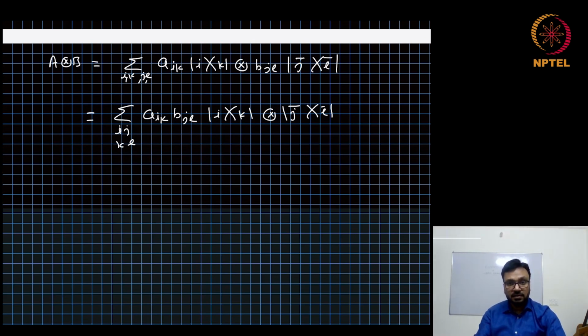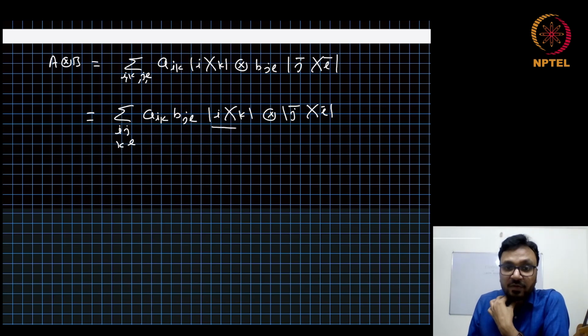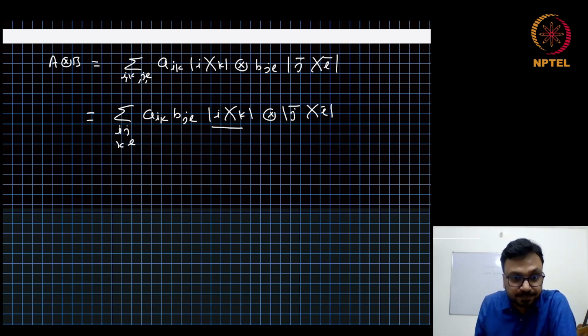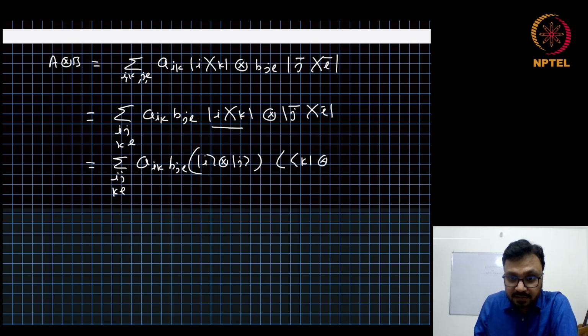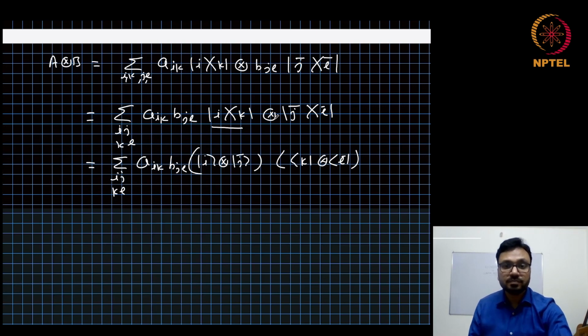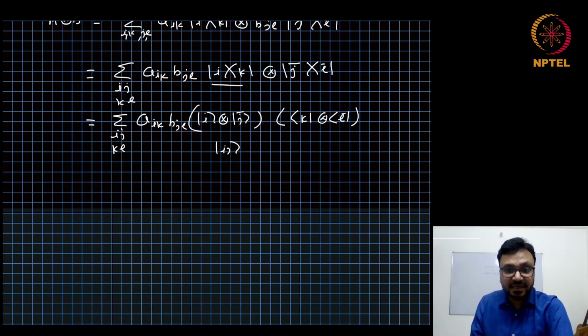So we have the operator of subsystem A and the operator of the subsystem B. I should not say A and B to avoid the confusion. But so this we have the operator of A and this is the operator of B. This can be written as sum over ij, kl of a_ik b_jl, |i⟩ tensor |j⟩ and ⟨k| tensor ⟨l|. So it becomes |ij⟩⟨kl|.